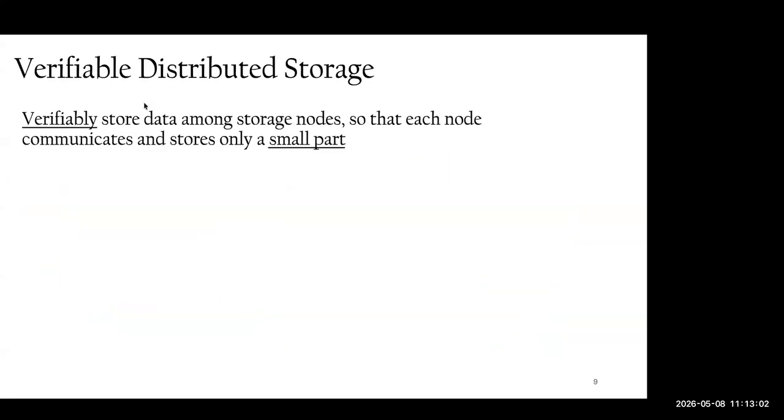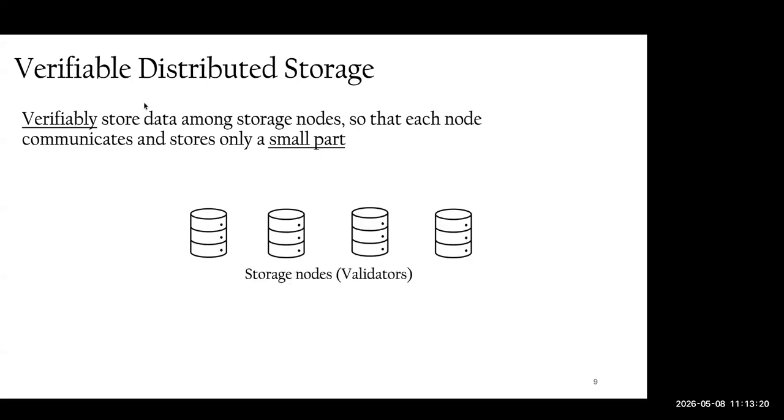So let's dive a little bit deeper into this primitive of verifiable distributed storage. In one sentence, this is a distributed system which allows you to verifiably store a large amount of data among a bunch of storage nodes such that we have efficiency. In particular, every single node in your system would need to communicate and store only a small part of the data. So just pictorially focusing on the verifiable distributed storage part, let's imagine we have a bunch of storage nodes.